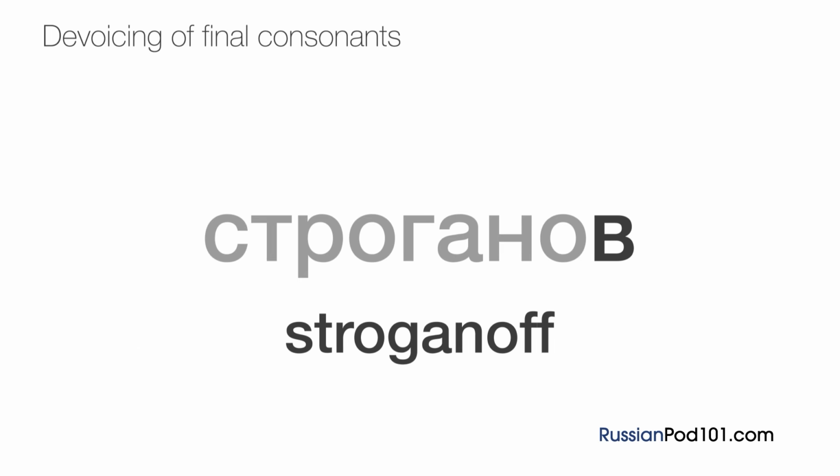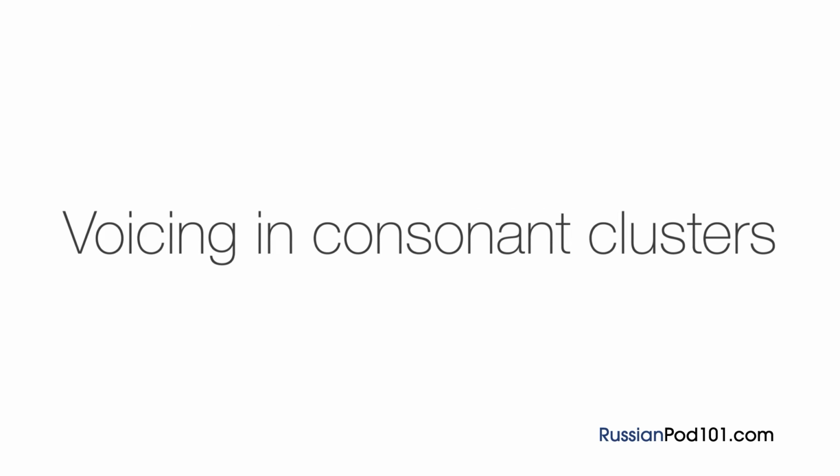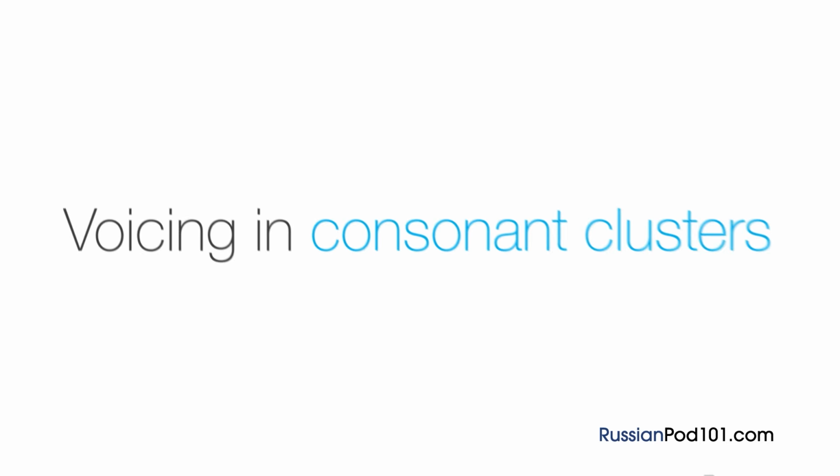What about this word? Can you guess what pronunciation the final consonant has in this word? This consonant usually produces a V sound, but since it's in the final position, we must devoice it to get the proper pronunciation. Doing this will cause the V sound to change into an F sound, which is indeed the proper pronunciation for this word. Строганов.